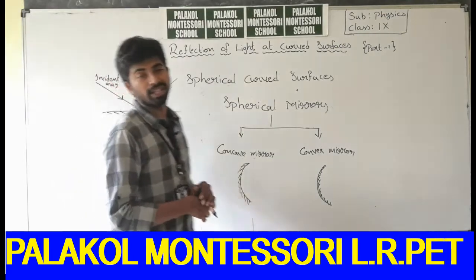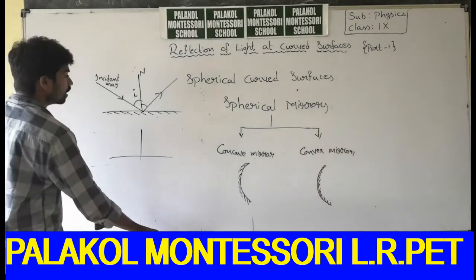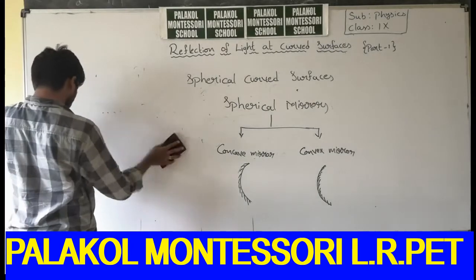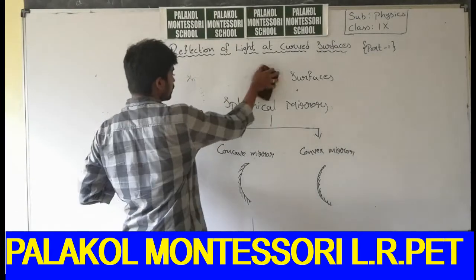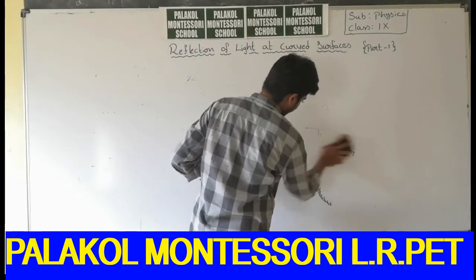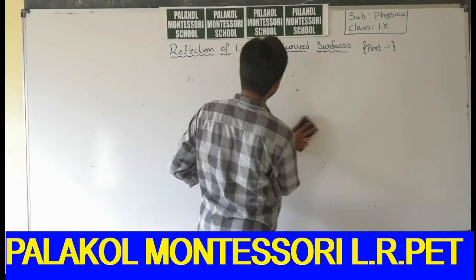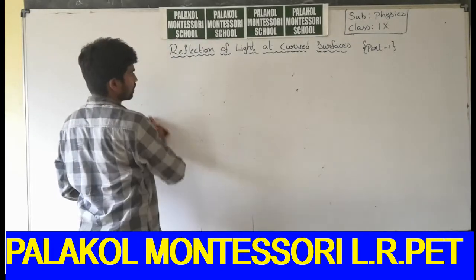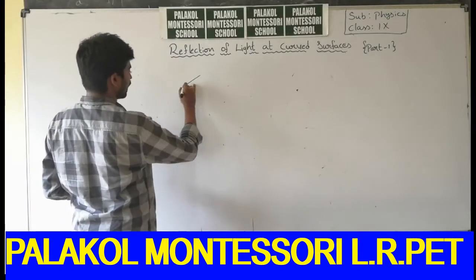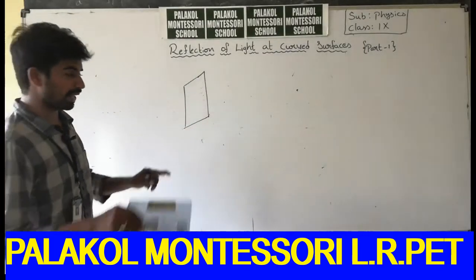But how can you draw the normal line? How will the normal lines be situated for spherical surfaces? Let us see about that. To understand the normal lines for spherical surfaces, consider a plain rubber surface. So, I have considered a plane of rubber.